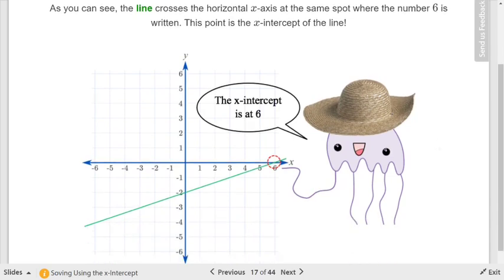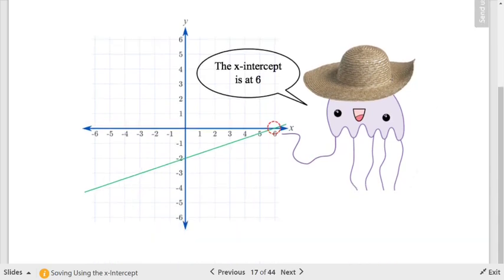All right. So there you go, showing you the y-intercept. I'm not quite sure why he's wearing a hat, but there you go. Okay.